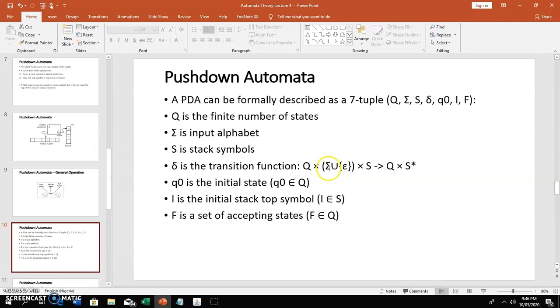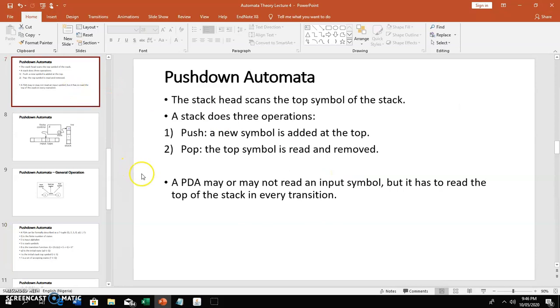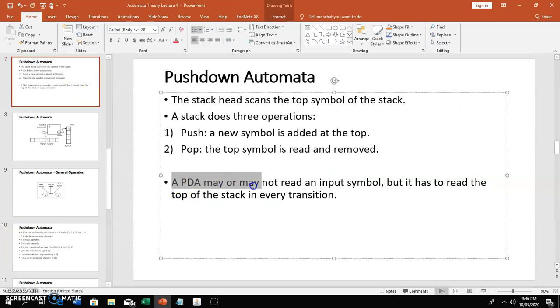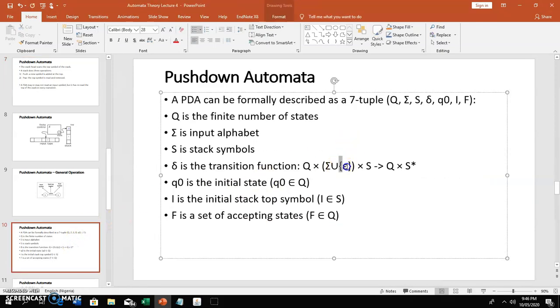This is the alphabet in the input tape, union empty. Don't forget something that I said earlier on. We said a pushdown automaton may or may not read in an input. That is what this is trying to cater for. So just in case you are not reading in an input, you want to read an empty string. This is what this part means.